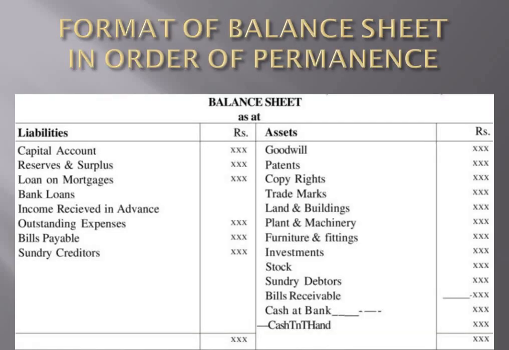This is the format of the balance sheet in order of permanence. So it starts with capital and ends with sundry creditors. Then it starts with the fixed assets. It ends with the current assets, the most liquid one, that is the cash in hand. Then if the balance sheet has to be shown in order of liquidity, it will be the reverse of this format.